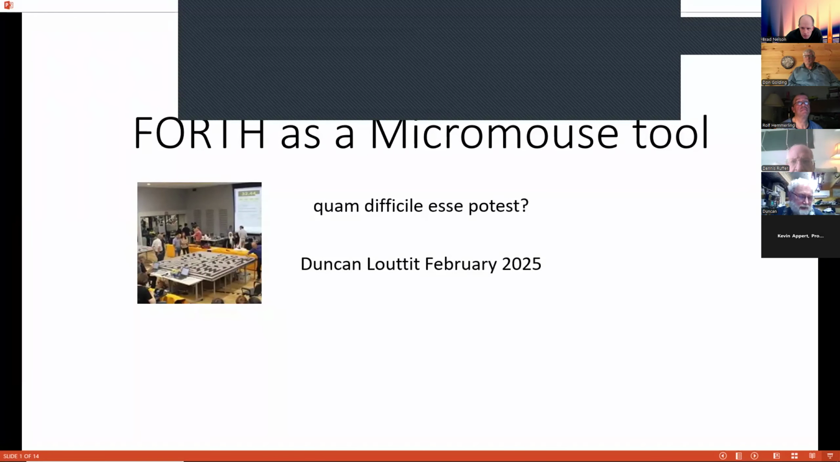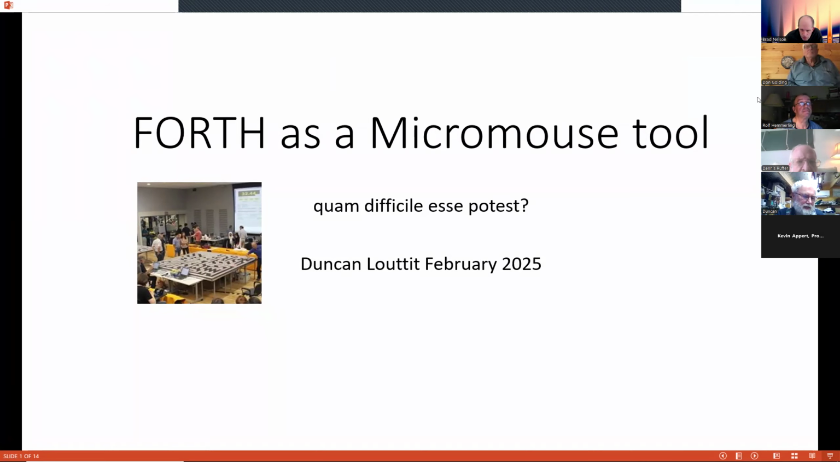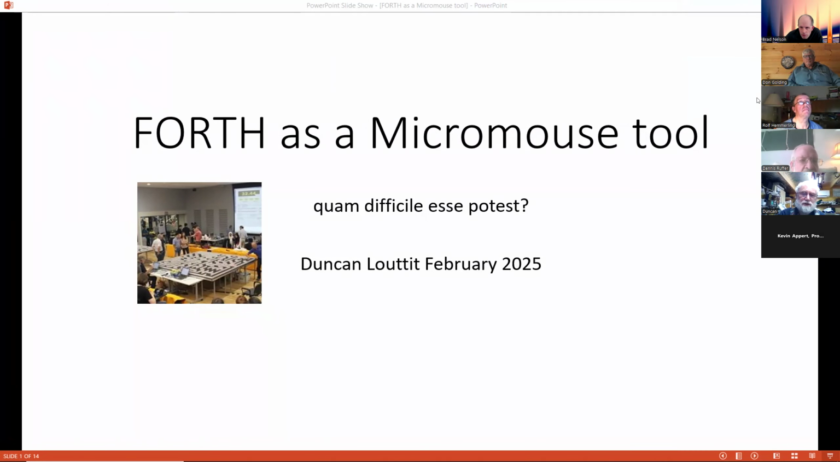Okay, so that's what we're trying to do. Today I'm going to concentrate on why Forth is so good in this application, and I'll show my latest maze solving algorithm. As a bit of a background, I'm a retired electronic engineer. I've been using Forth professionally and as a hobbyist since about 1982. I mostly use the MPE versions.